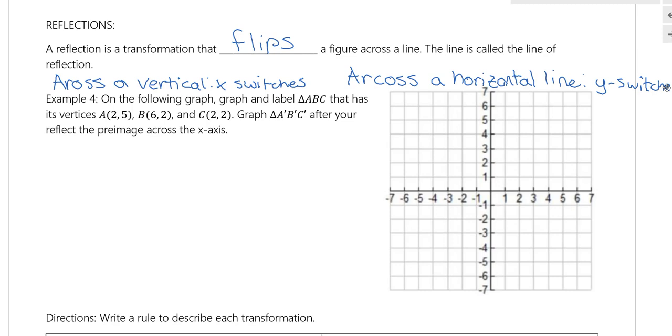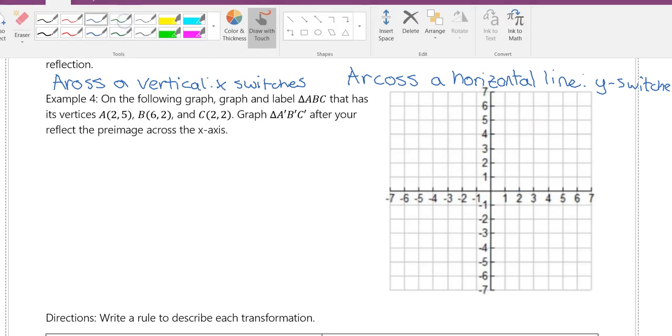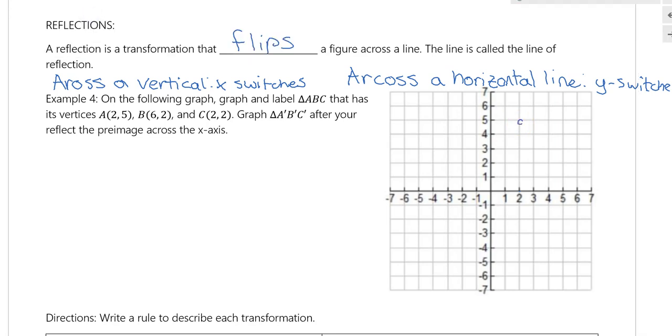So let's start looking at this one. We're going to graph triangle ABC. So A is at 2, 5. Doesn't like when I draw points. So that is point A. Then B is at 6, 2. And C is at 2, 2.